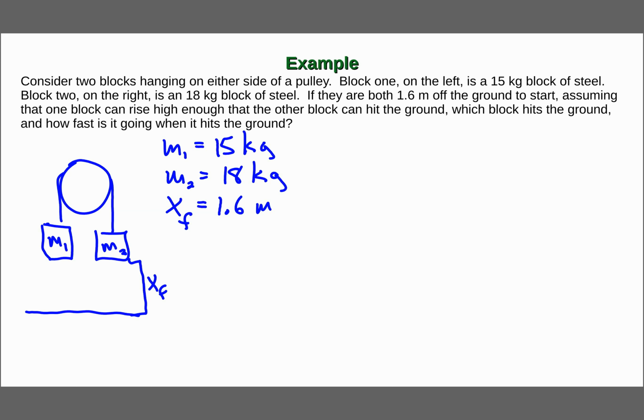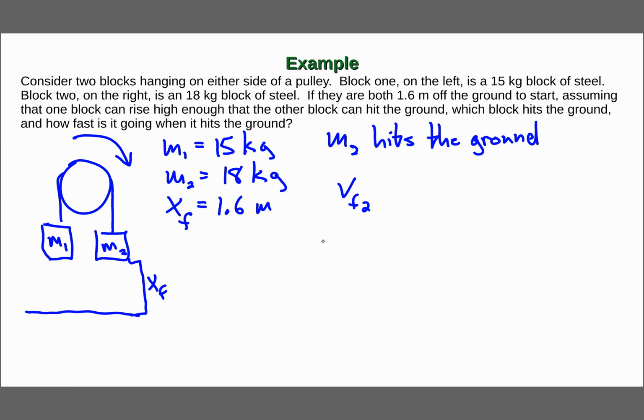So first off, this one is really easy to figure out which way they go, right? They're just hanging on a pulley, they each pull on each other, so they're going to go in the direction of the heavier block, mass 2. So they're going to go this way. Which block hits the ground? M2 hits the ground. And then how fast is it going when it hits the ground?